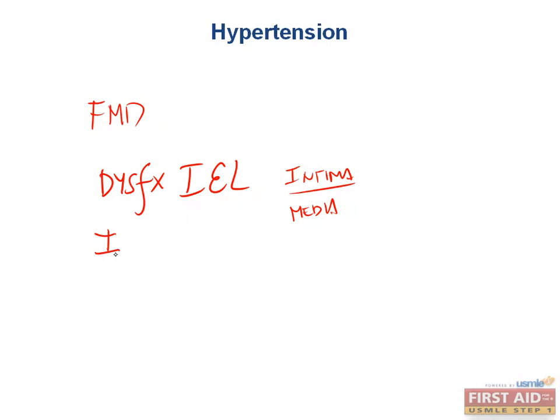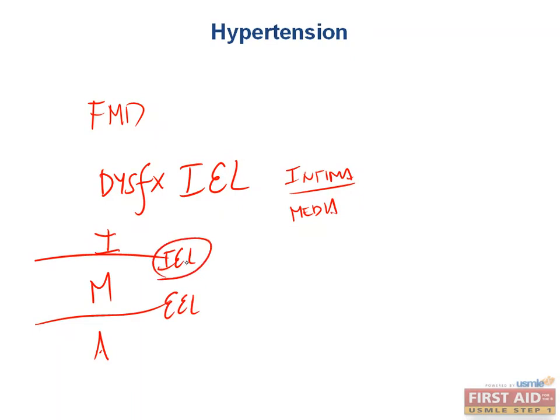So again, we have our intima, media, and adventitia separated by the internal elastic lamina and external elastic lamina. So this layer here, the internal elastic lamina, is the outermost part of the intima. It separates the intima and the media. What happens in patients with fibromuscular dysplasia? Well, they have a completely disorganized IEL.